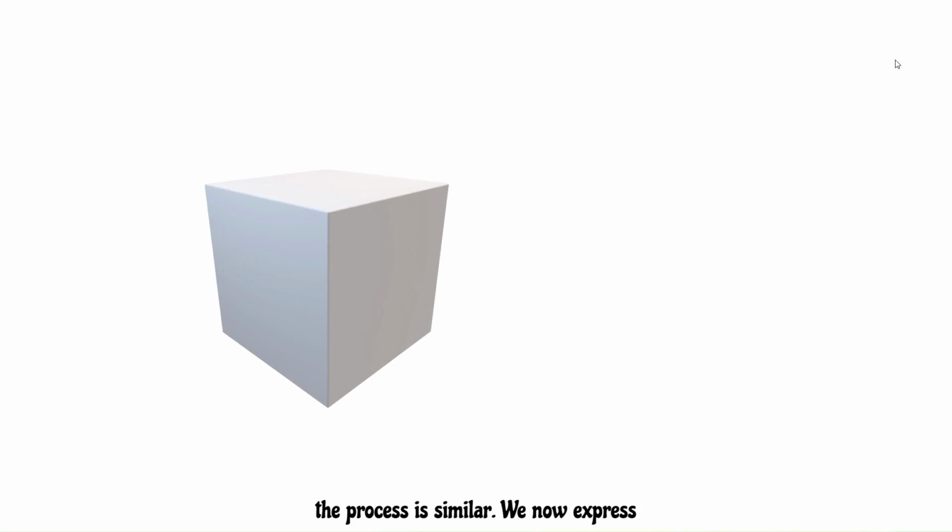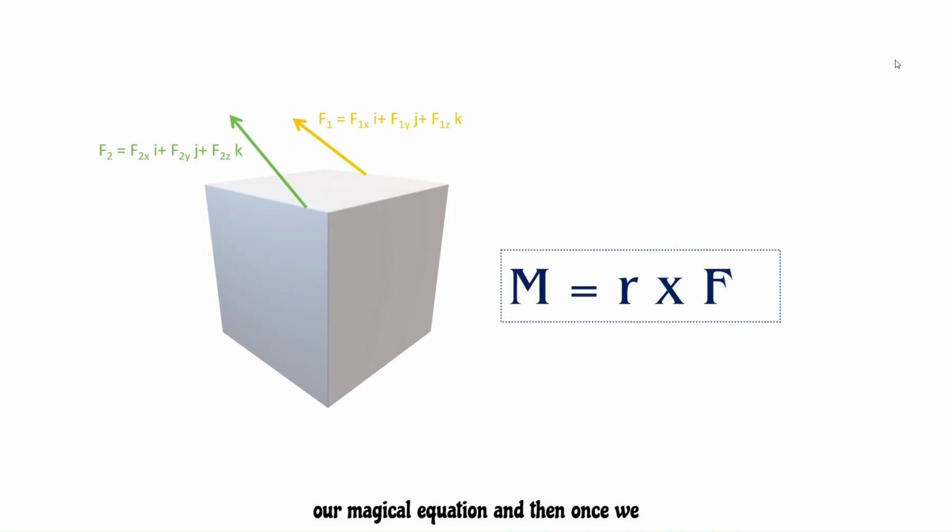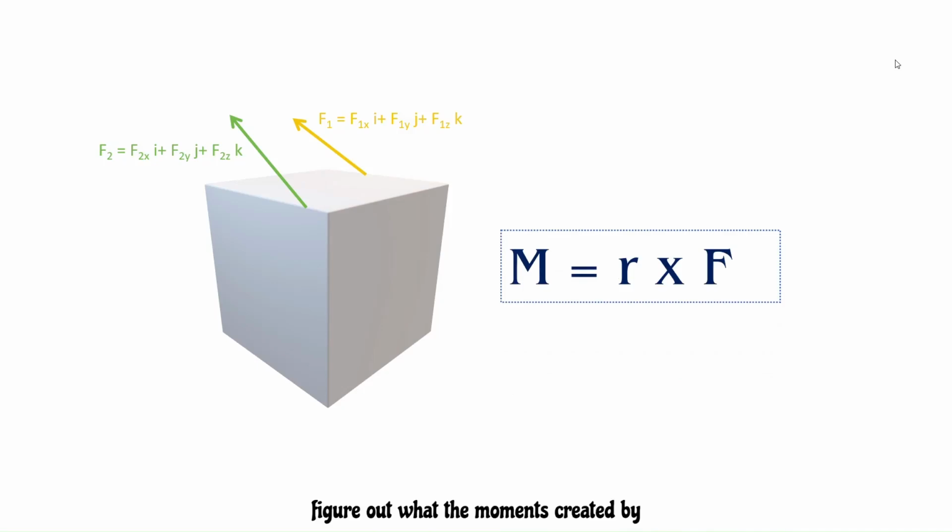If we have an object in 3D space, the process is similar. We now express our forces in Cartesian form and then add it up. To find the moments, we use our magical equation, and then once we figure out the moments created by all the forces, we add it up.